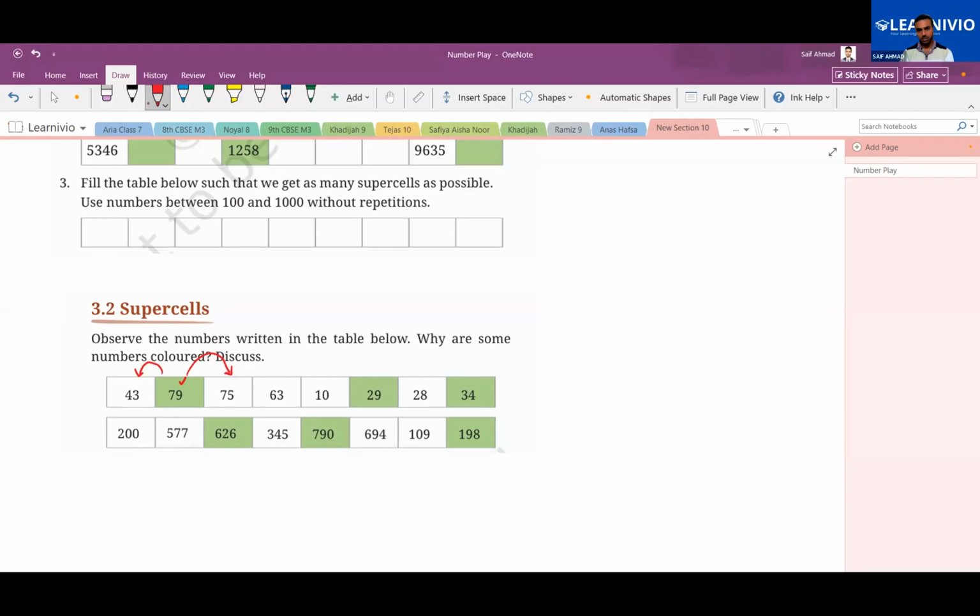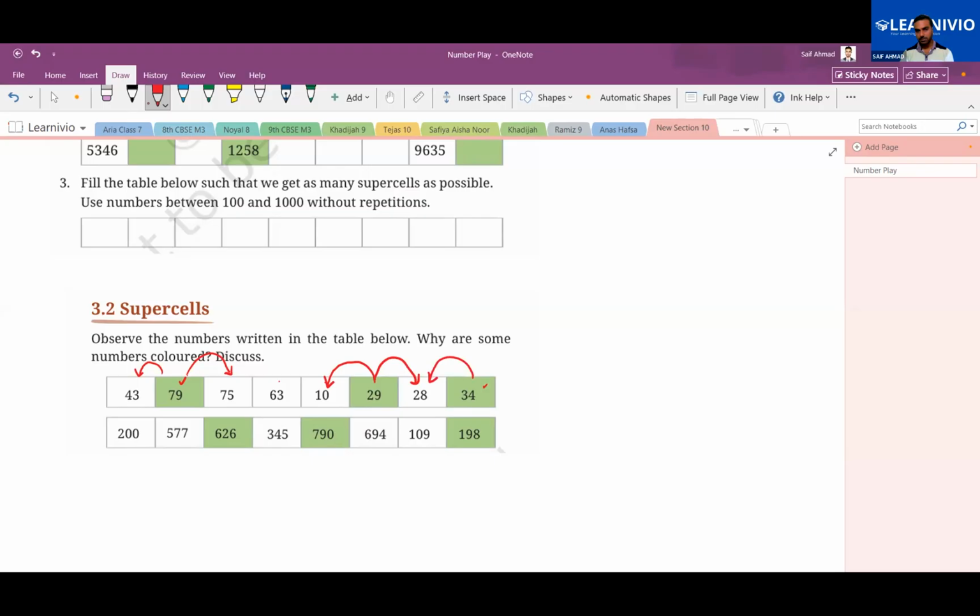Now 63 is not larger than 75, so it will be uncolored. 10 is not larger than 63, so it will be uncolored. But 29, you can see here, is larger than 10 and also larger than 28, so it will be colored. Now 34 is larger than 28. There is no succeeding number here, so it will be colored.